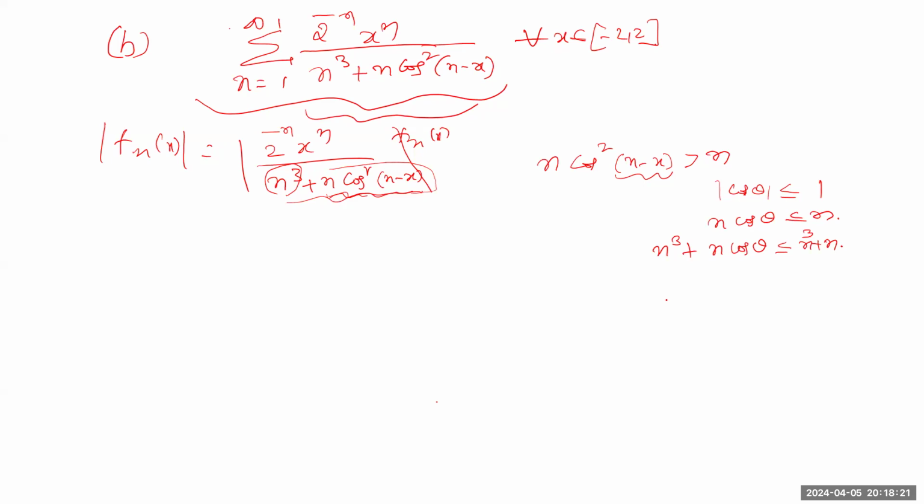Is it correct? n cube plus n cos theta. Then, is something wrong? So square, right? What is cos theta?